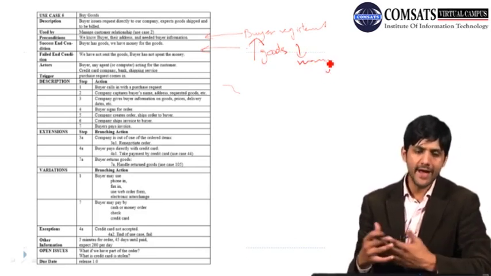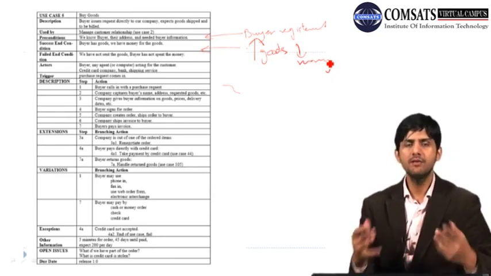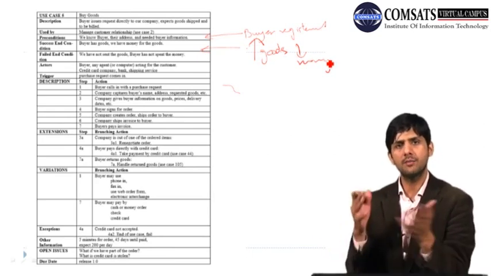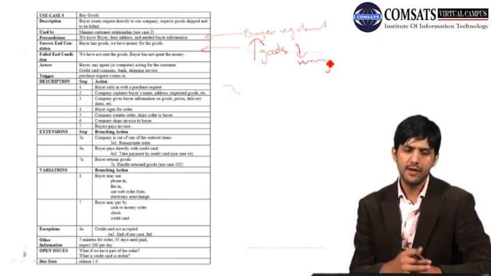And what will be the failed end condition? We have not sent the goods, or the buyer has not sent the money. So if any one of these things happens, for example, if we have not sent the goods, then the buyer would not pay us, or if the buyer's payment is invalid, then we will not send the goods. So this is a failed condition.